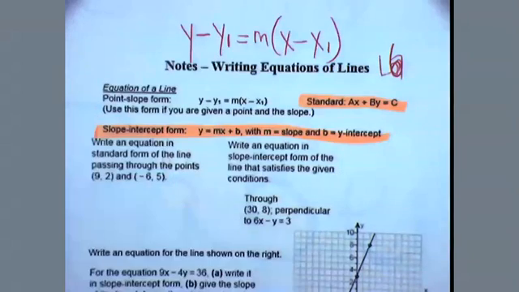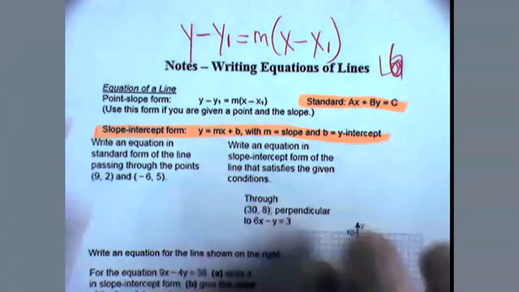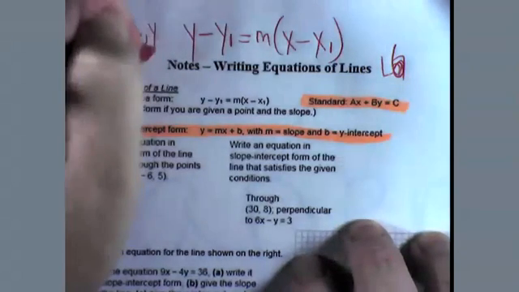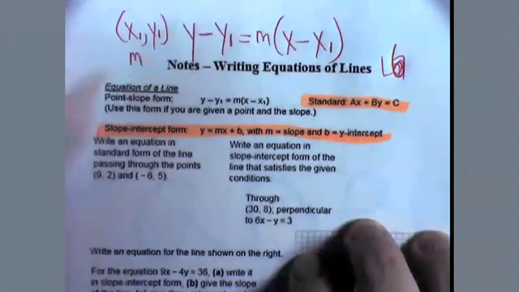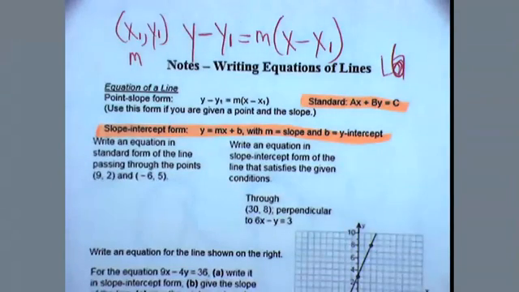Okay. Yeah, just y minus y sub 1 equal to m times x minus x sub 1, where x sub 1 and y sub 1 is your given ordered pair. And of course, m is your slope. So that's the third form that we'll be using to find the equation of a line.